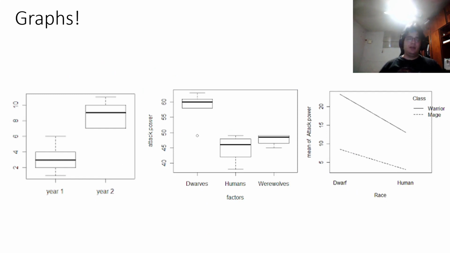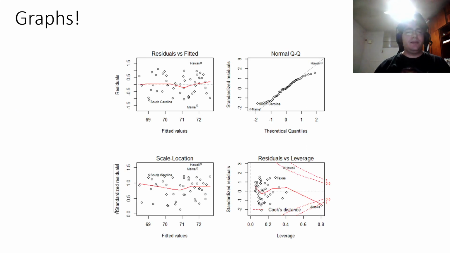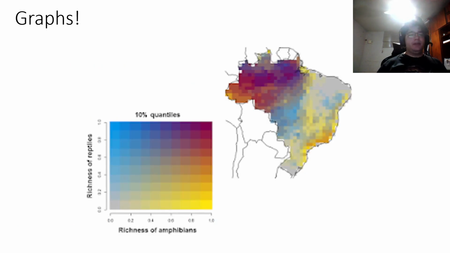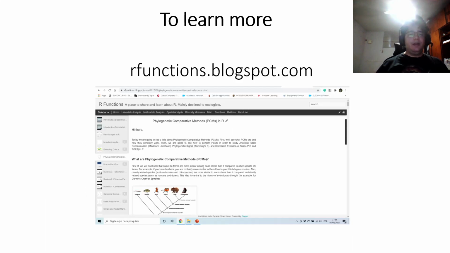And we can use graphs in R. So we can plot box plots, lines. We can do residual analysis for GLMs. We can plot dendrograms. We can plot maps, and we can even create our own graphs in R. So this is it for now.